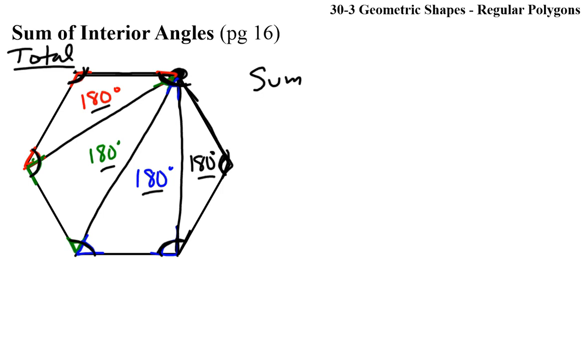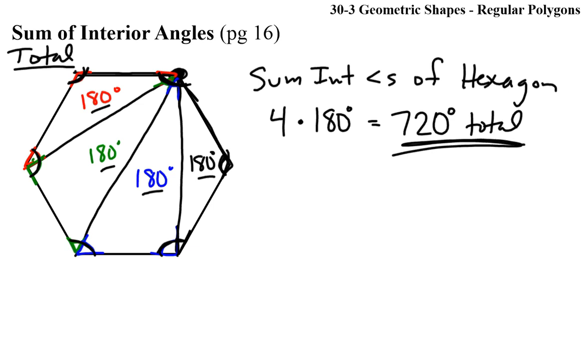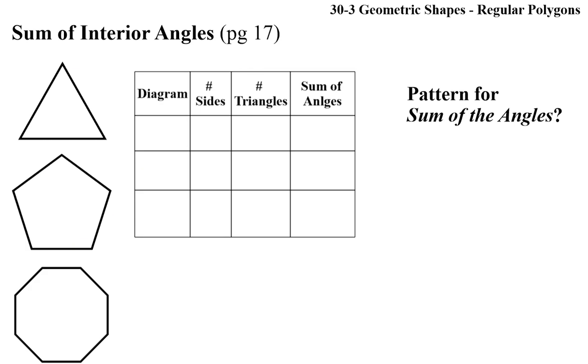So the sum of the interior angles of a hexagon, well, what do we have? We have 4 triangles, and each triangle has 180 degrees in it. So 4 180s means there's 720 degree total angles in a hexagon. It's a little proof that works for any regular polygon.